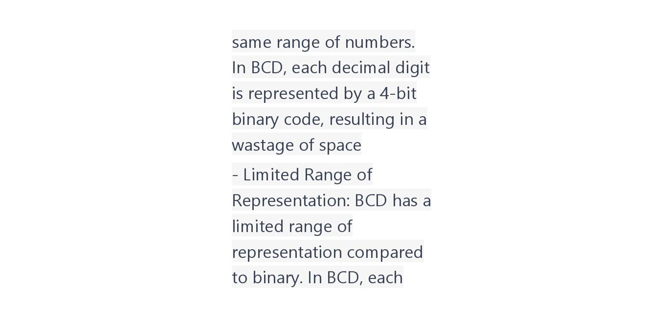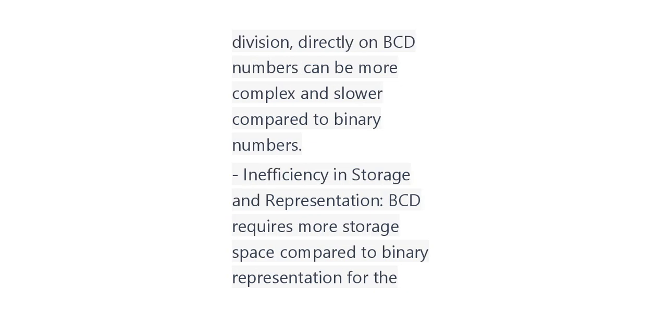For example, if it is 2, in binary 2 can be written as 1 0, but in BCD 2 will be coded in 4 bits like that, meaning this will occupy more space than this simple binary number. So that is why we are saying we have an inefficiency in storage and representation.